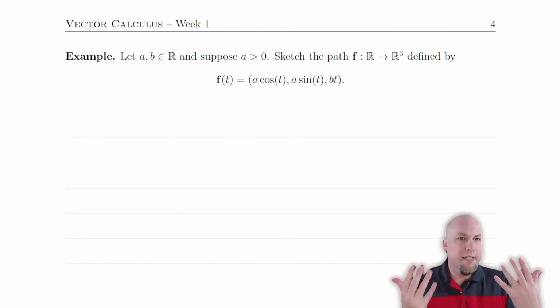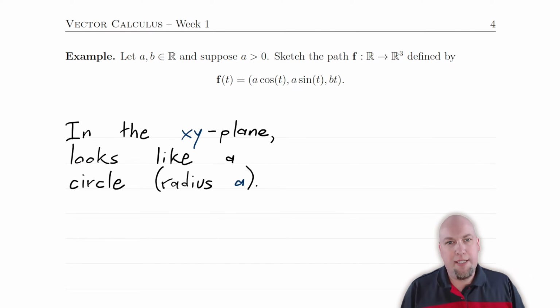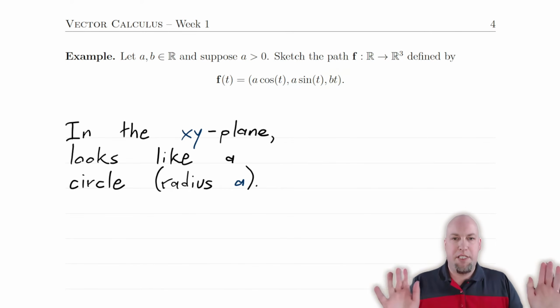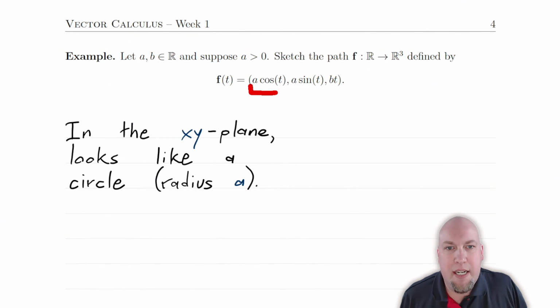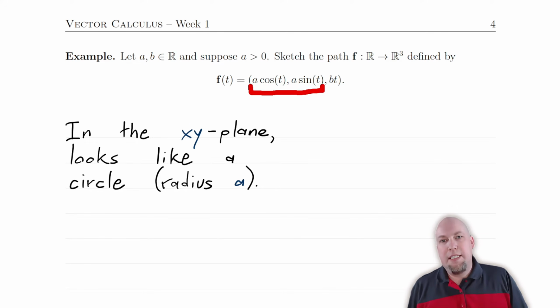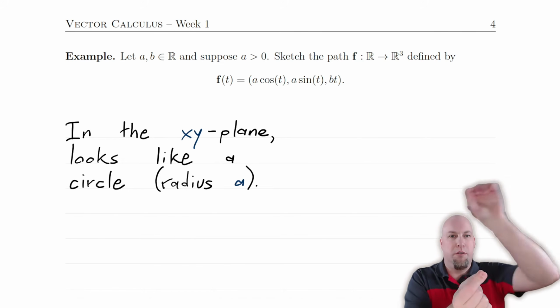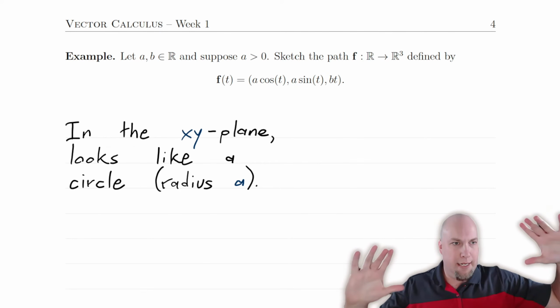Okay, what does that path look like? Geometrically, what shape is it carving out? The first thing I want to notice, to try to get my head around this, is that if I only looked in the xy plane, only at the first 2 coordinates, and ignored the third coordinate, the B times t altogether, then that looks like a circle to me. This A times cos t, A times sine t, if A was 1, is just how we usually parameterize the unit circle. And multiplying both of them by A just makes it a circle of radius A.